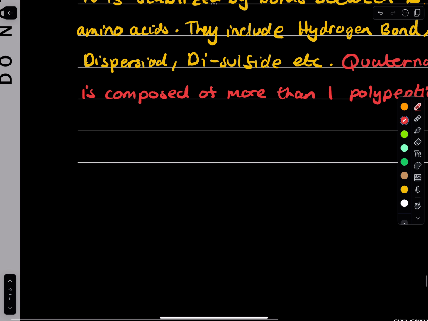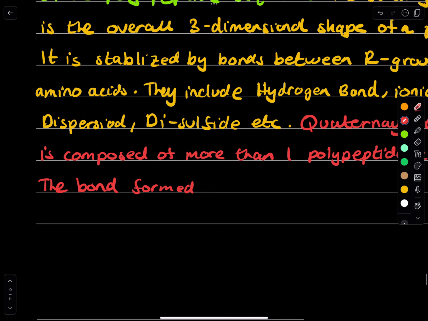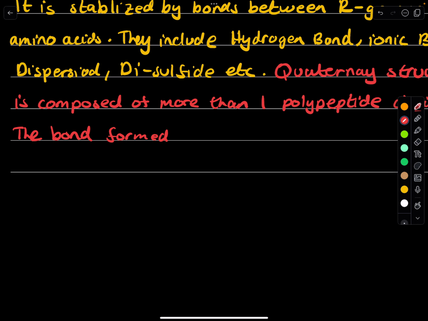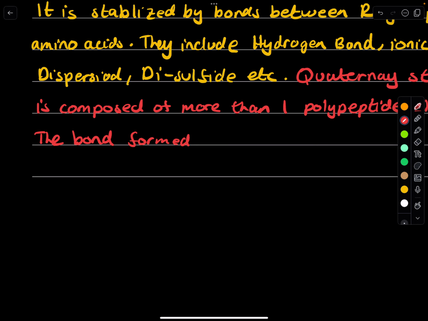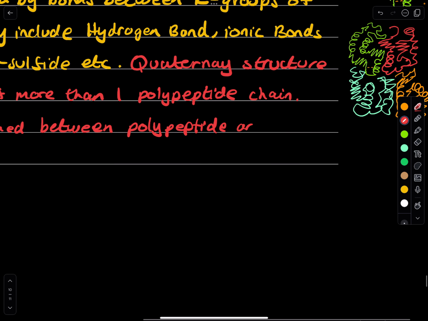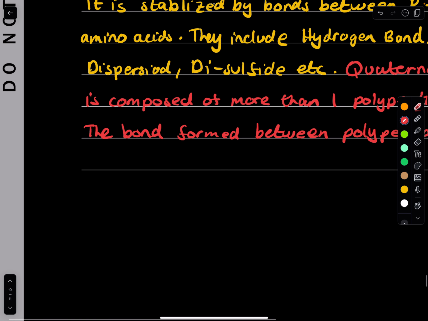And so the bonds formed between those polypeptide chains are the same as the tertiary structure ones. So I'm not going to write them again. So the bonds formed between polypeptide chains are the same as the tertiary structure.